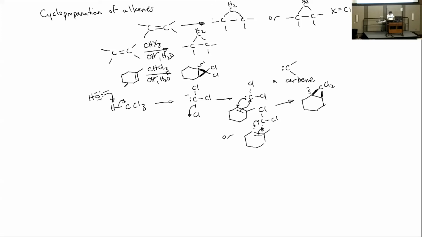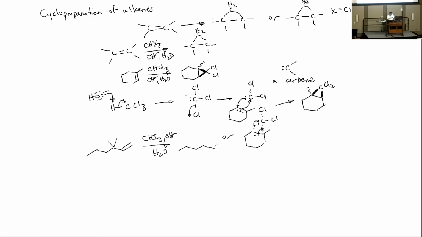Well, let's do another. Let's take one hexene and put a couple of methyl groups on just because. And let's treat this with iodoform and aqueous hydroxide. What would be the product? Well, I would predict the product would look like this.